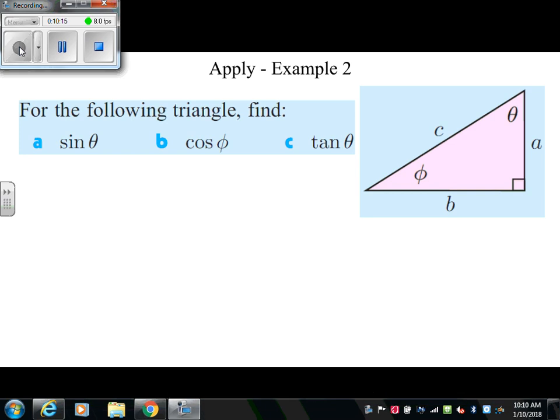All right, for our final example here, we're going to set up some ratios. In our next video, we'll actually use those ratios to find missing parts of a right triangle. But to begin with, we're just setting up the ratios.